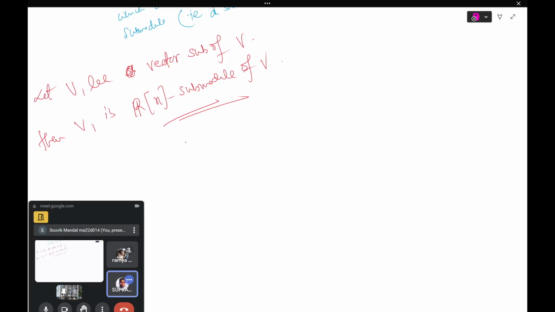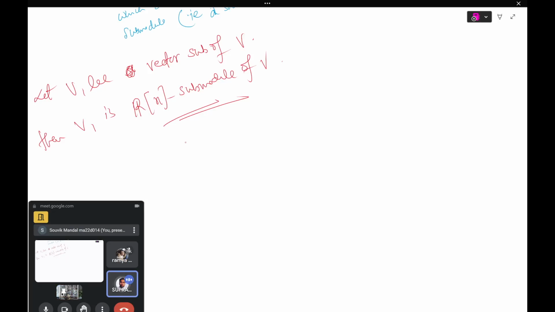So that's why any vector subspace of V is an Rx submodule of V. Okay. Now the vice versa: any Rx submodule of V is a vector subspace of V. Same way you can check. There is nothing extra to do.